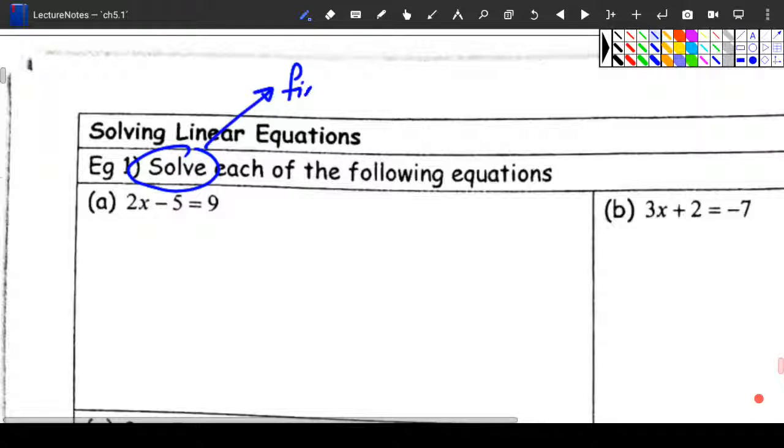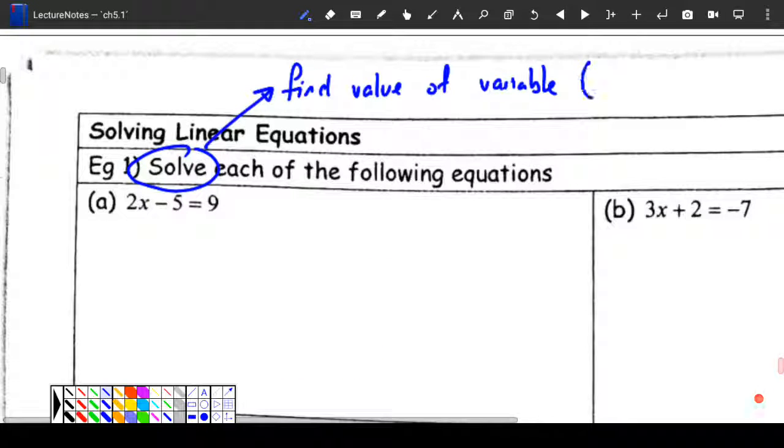Alright, so write down, solve means find the value of the variable. Now what is a variable? It can be x, y, a, whatever, etc. So for example, in A, what is the variable here? X. So I want to solve the value of x.